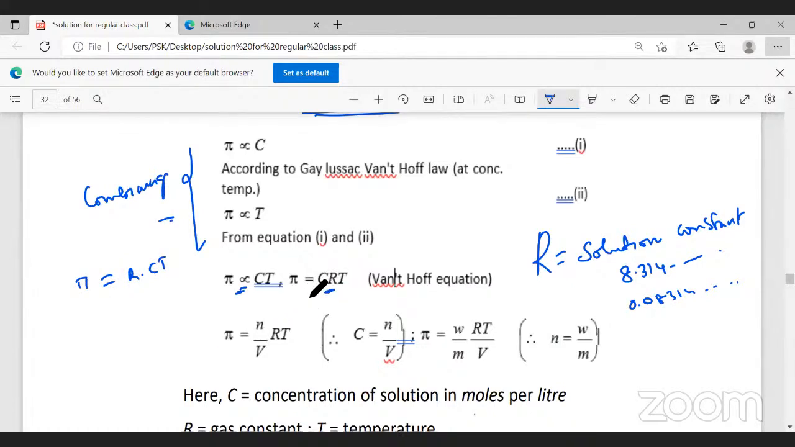Now, what is C? Concentration, molarity: the number of moles of solute divided by volume. Concentration is written as C is equal to n by V.